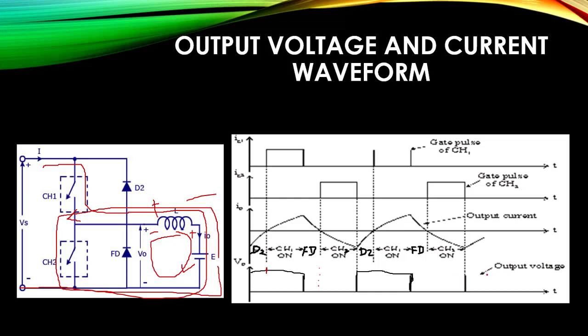This is the waveform for output voltage and output current. So that's all about the class C chopper, otherwise type C chopper.